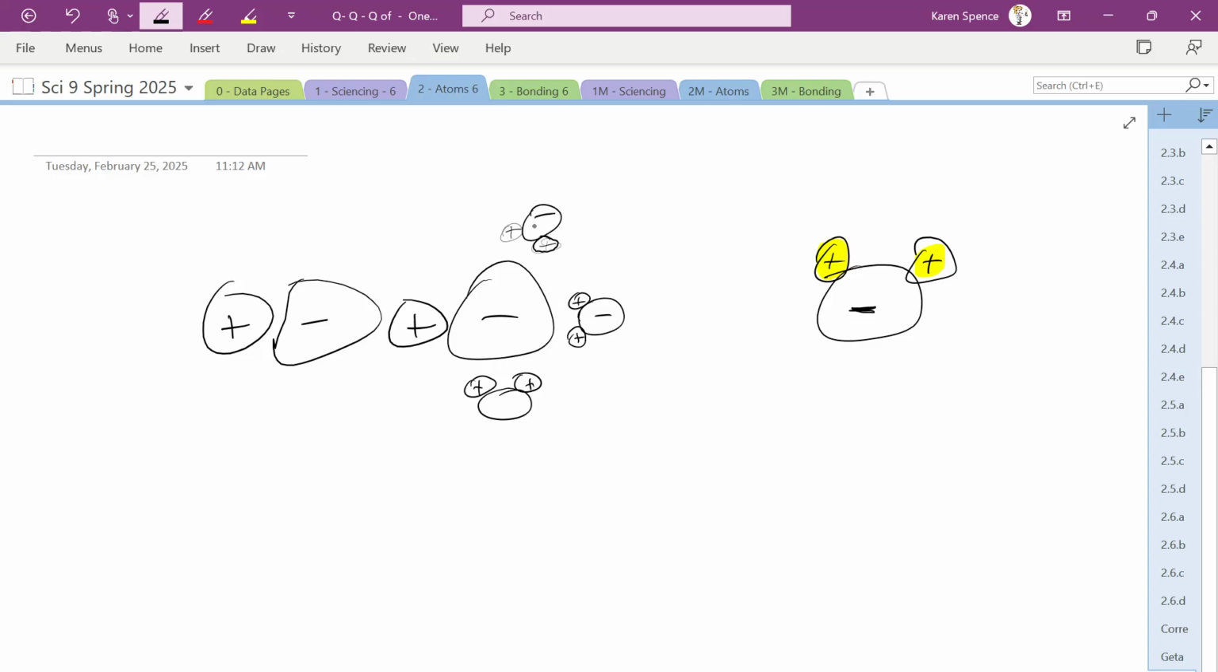And what do all these little positives do to this negative charge here? What do all those yellow positives do to that little negative? They attract it. And so what'll happen is they'll actually go and surround it, and then they will pull it away.